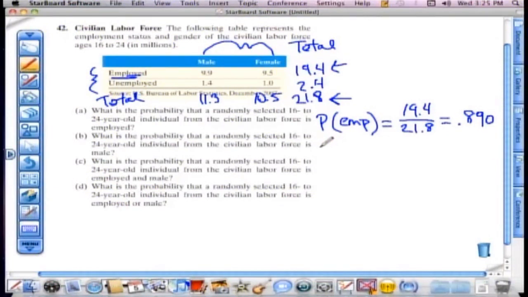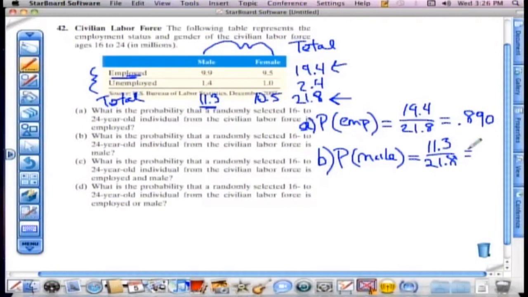Okay, and then part B, so that's A. Part B is what's the probability that a randomly selected 16 to 24-year-old individual from the civilian labor force is male. So the probability that that person is male. And now you're going to go to your data table and you look at the total number of males, whether they're employed or not, over the 21.8 million total in our group here, and we should get 0.518 as our decimal.